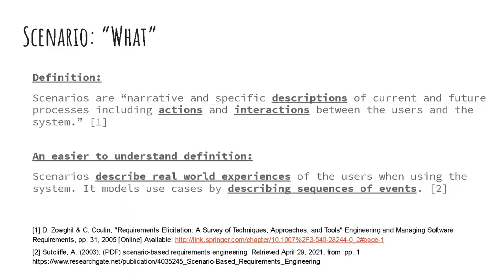So first of all, what is the scenario? The definition of the scenario technique is: scenarios are narrative and specific descriptions of current and future process, including actions and interactions between the users and the system. This was defined by Zowghi in his paper, Requirements Elicitation: A Survey of Techniques, Approaches, and Tools.